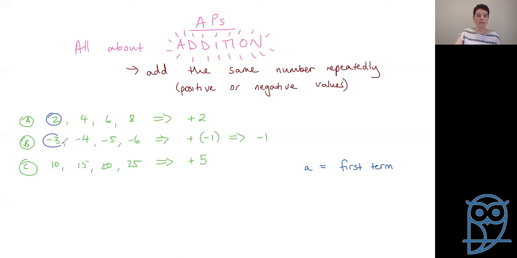For sequence B, it's a -3. For sequence C, it's a 10. Okay, there is always a first term, and we always call it A, not U1. A is our first term.